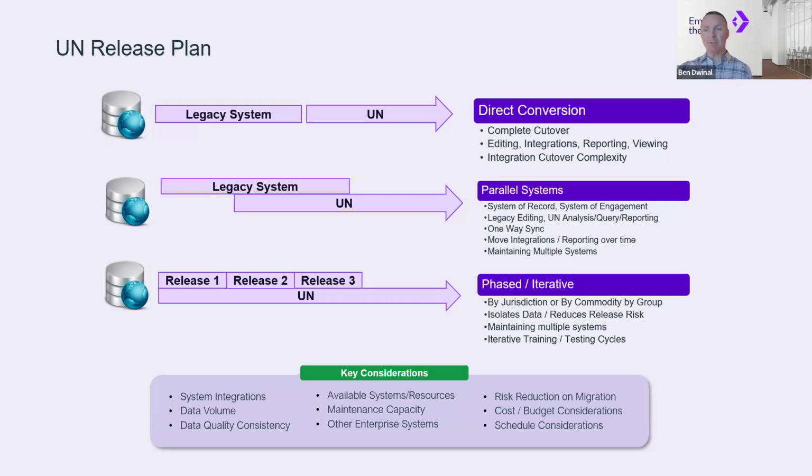We typically see this used in single region or single commodity organizations, or with organizations that have a legacy system that is being retired or no longer supported. It's kind of a forced migration. That's when we see some of these direct conversions. Now, some of the pros of a direct conversion would be efficiency of post cutover. You're not maintaining two systems in a direct cutover, right?